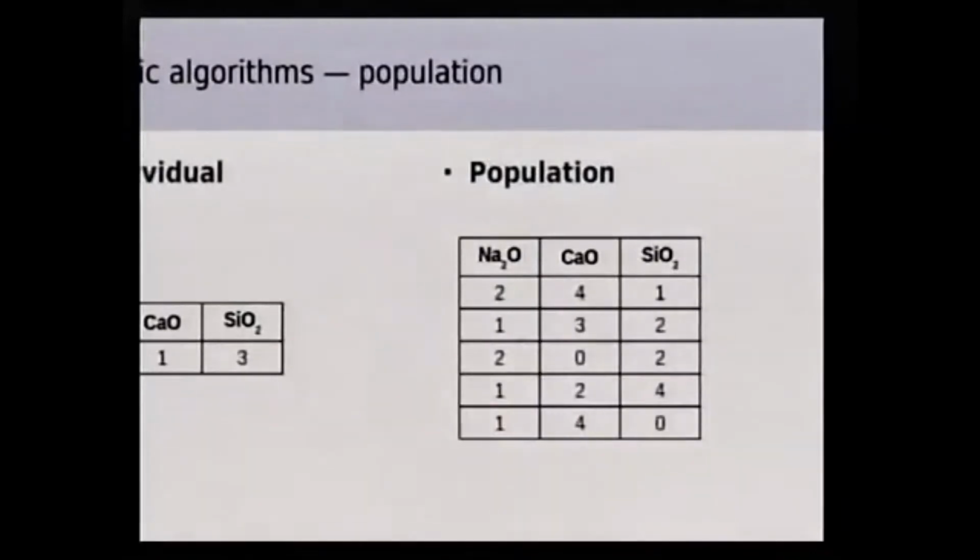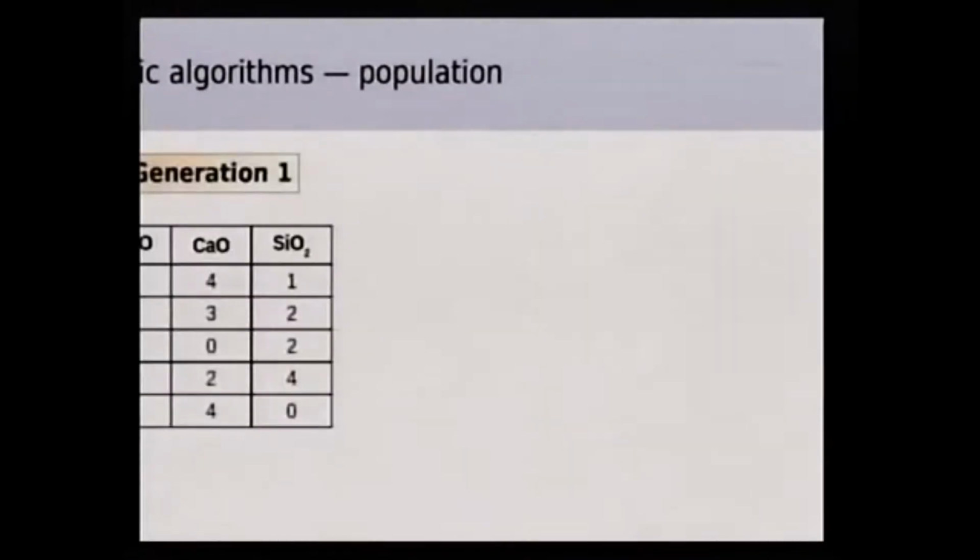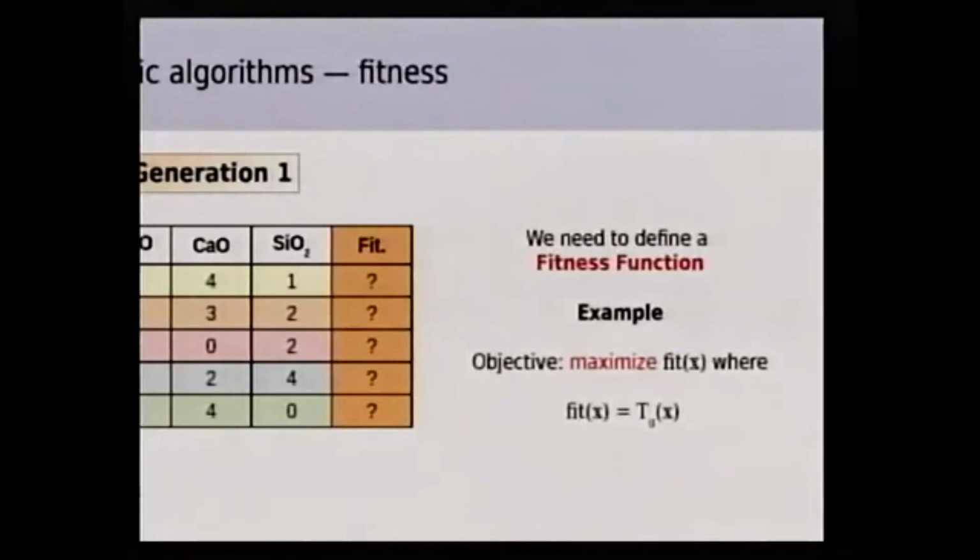And of course, one glass is an individual, and many glasses are a population. So the idea of a genetic algorithm is to start by generating a random population. Here it is. I will just color code them because it will be good for us later on. And we need to define, as in nature, a fitness function. And this will depend on the problem. So for this example, I want to find a glass with a higher value of TG. So for my fitness function, I want to maximize TG.